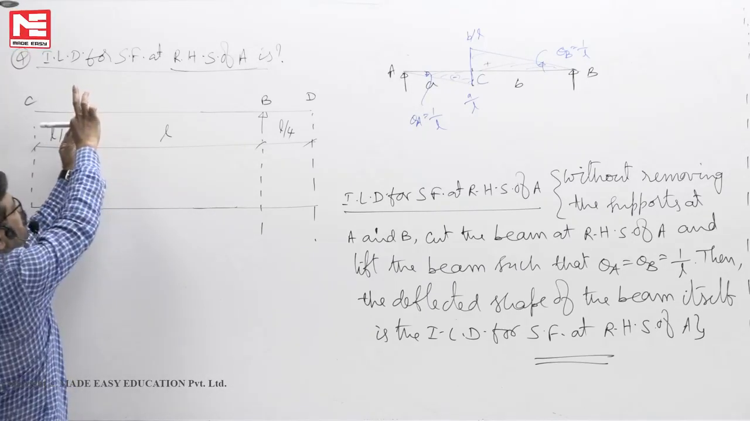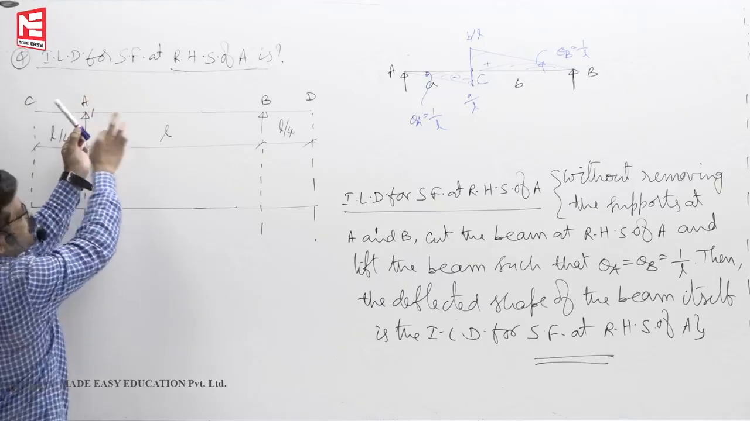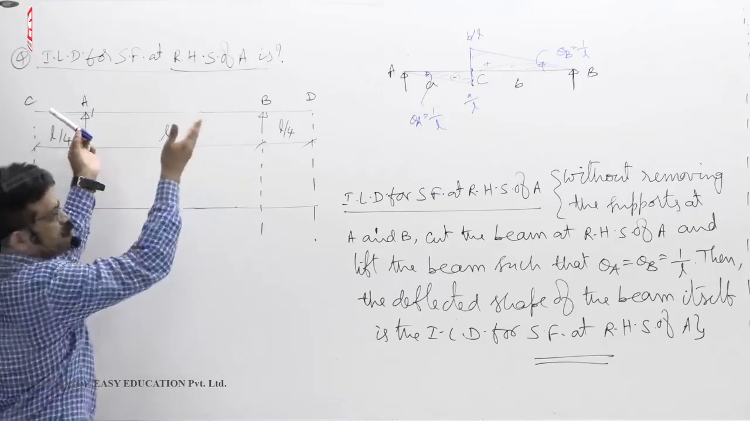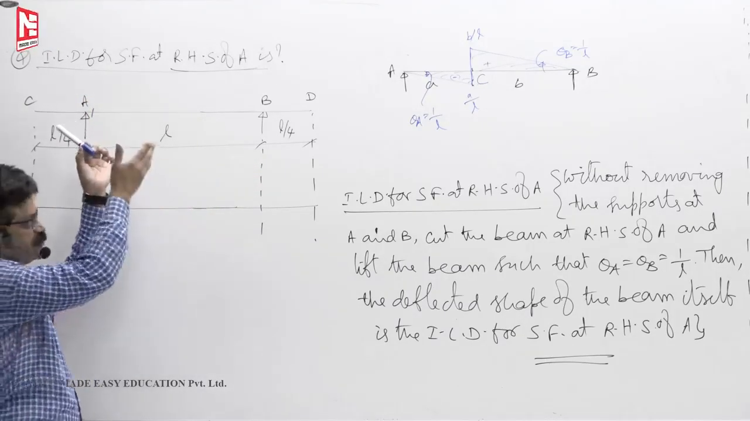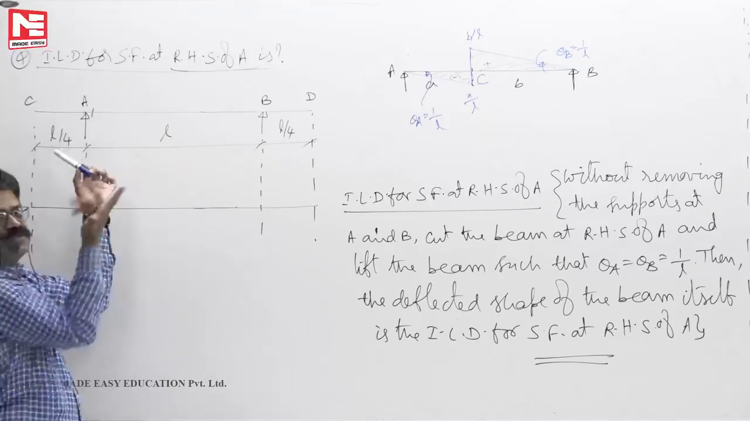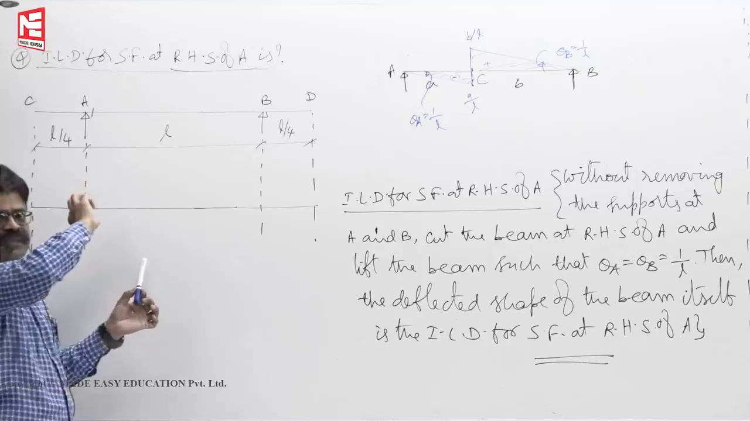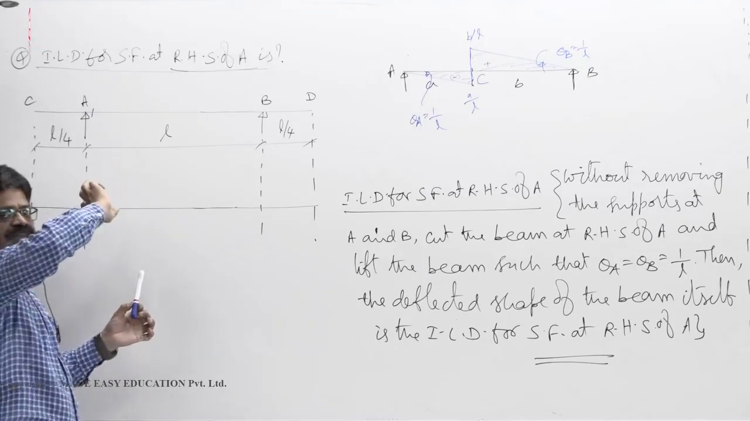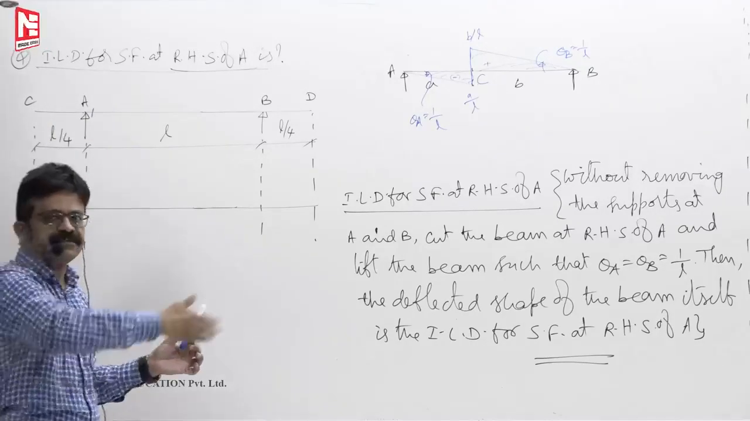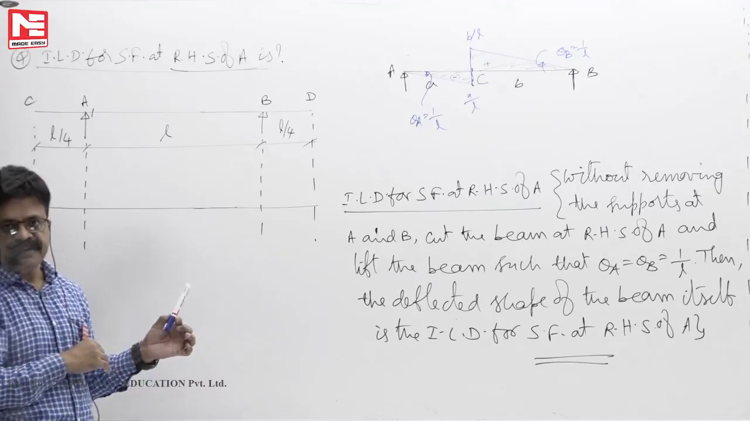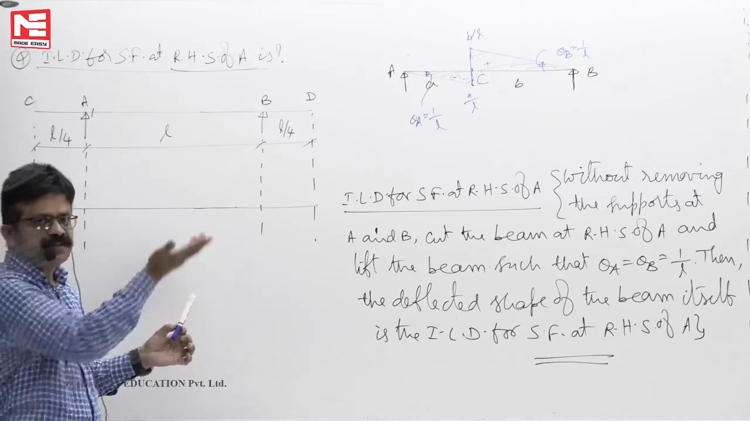Now that little piece I have to hold and rotate clockwise. Why should I rotate clockwise? Because of the shear force sign convention, we are forced to rotate clockwise. Why can't we rotate anti-clockwise? If you rotate anti-clockwise, the entire strength of materials shear force sign convention you have to change, because from the SM sign conventions only we have drawn.